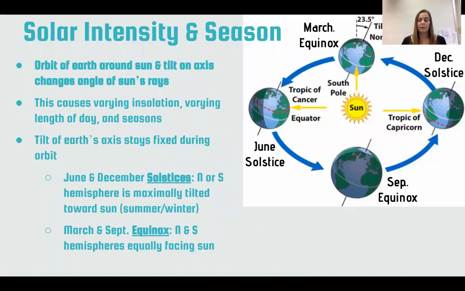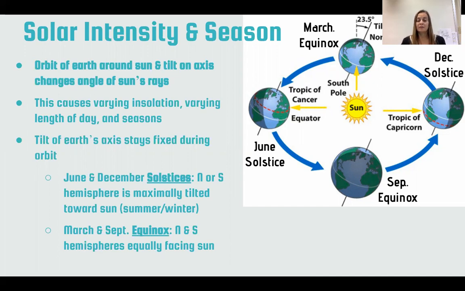Season also is going to impact that insolation, that solar intensity. We remember that the Earth is tilted. It's at about a 23.5 degree angle. And as the Earth orbits around the sun, the tilt on that axis is going to change the angle at which the sun's rays impact the Earth. And this is what causes our seasons. That tilt stays the same, and which hemisphere of the Earth is therefore more directly exposed to the sun changes as we orbit the sun.